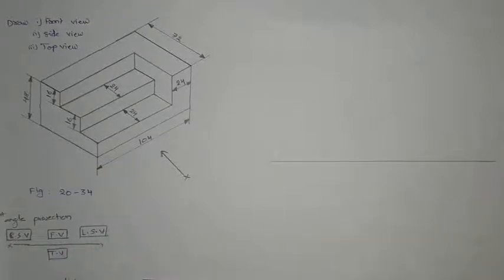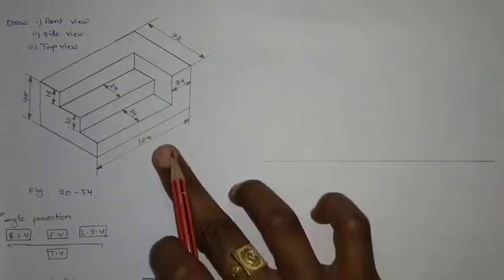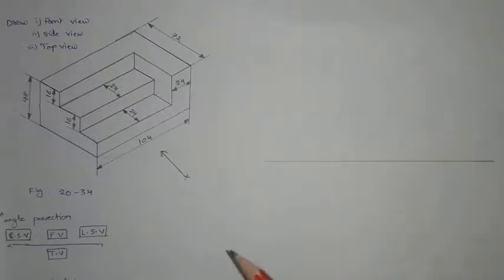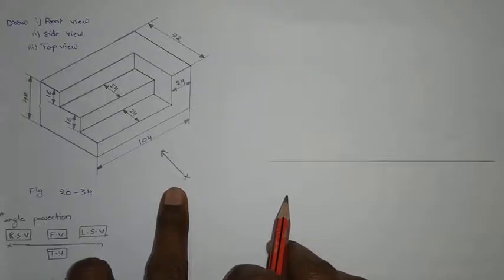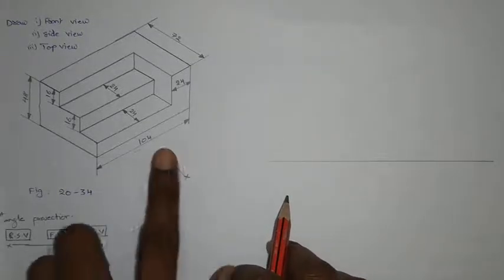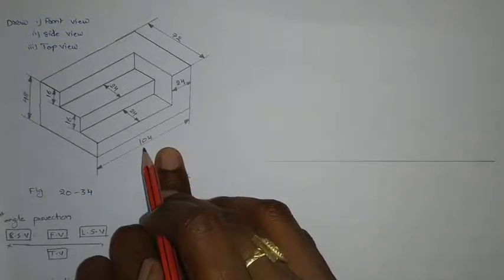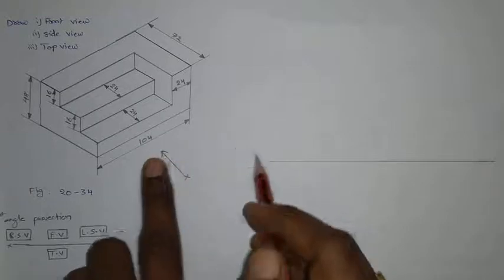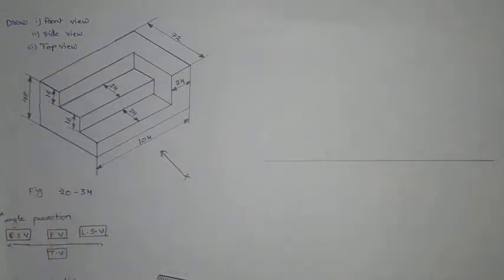Okay, so here this x indicates the front view. If, for example, this x direction is not given, then how do we consider the front view? Remember, if this x direction is not given, take the longest length as the front view. Okay, longest length as front view. For example, if this is not given, here 104 is given, so take 104 as the front view. If this 104 is on this side, you have to consider this side as the front view direction.